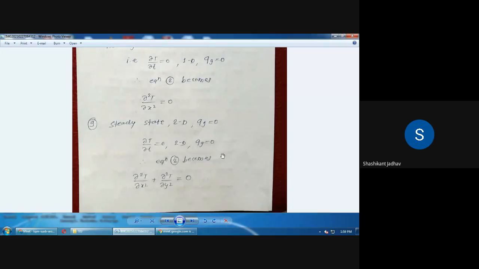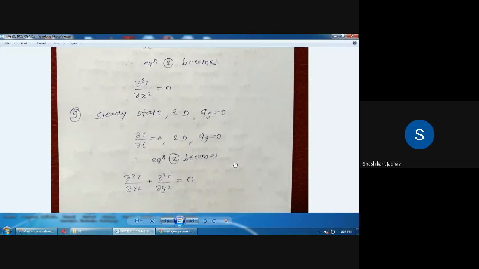And in the next three conditions, we have considered different conditions. Steady state one dimensional is one condition. In the second, we have considered steady state one dimensional without internal heat generation. Then what is the equation for that? Dou square T upon dou x square is equal to 0. And for the last condition, we have considered steady state two dimensional and Qg is equal to 0. For that condition, we get the equation dou square T upon dou x square plus dou square T upon dou y square is equal to 0. So this part we discussed in yesterday's lecture.